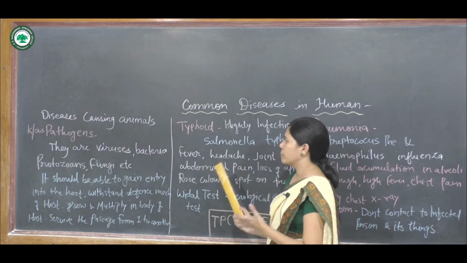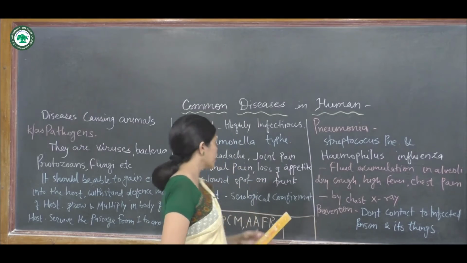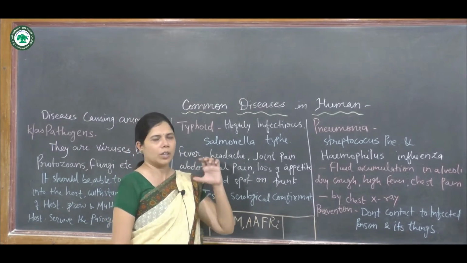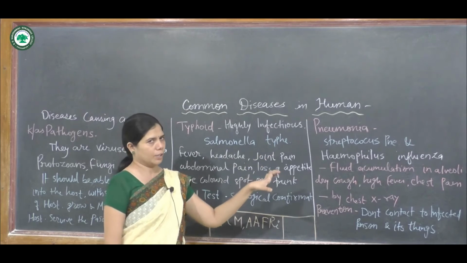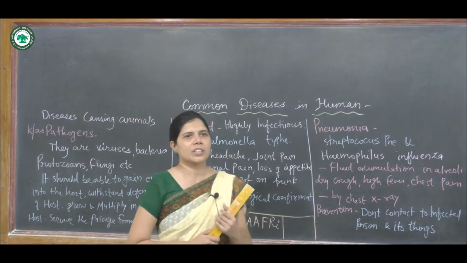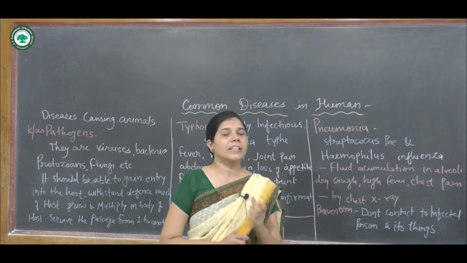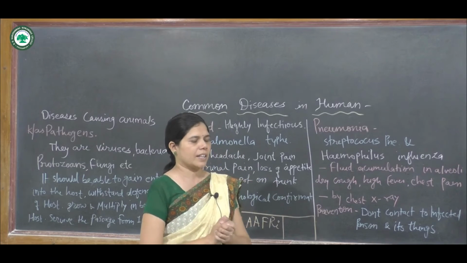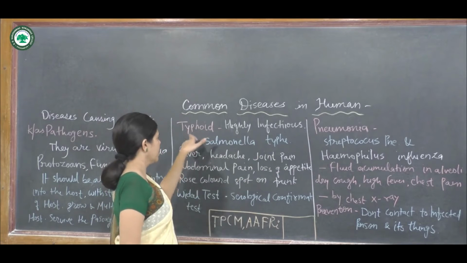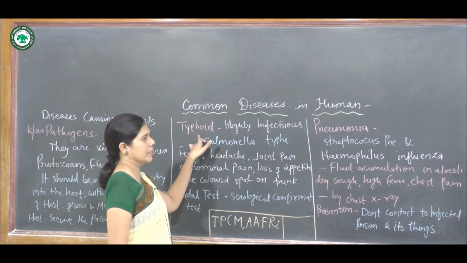Now we are going to discuss briefly the different common diseases in humans. The first one is typhoid, and the trick to learn them is TPCM AFRI. It is a very simple trick to learn all the common diseases in humans. So T is for typhoid. Typhoid is a highly infectious, serious disease which infects the intestine, and it is caused by Salmonella typhi. Remember, students, Salmonella typhi is the pathogen of the disease typhoid.